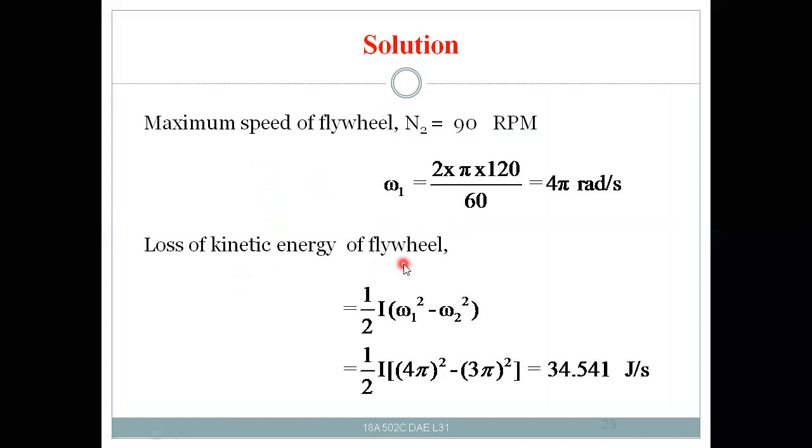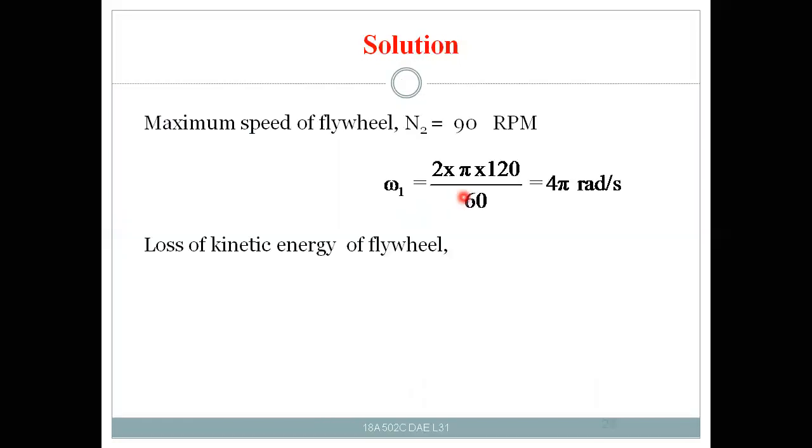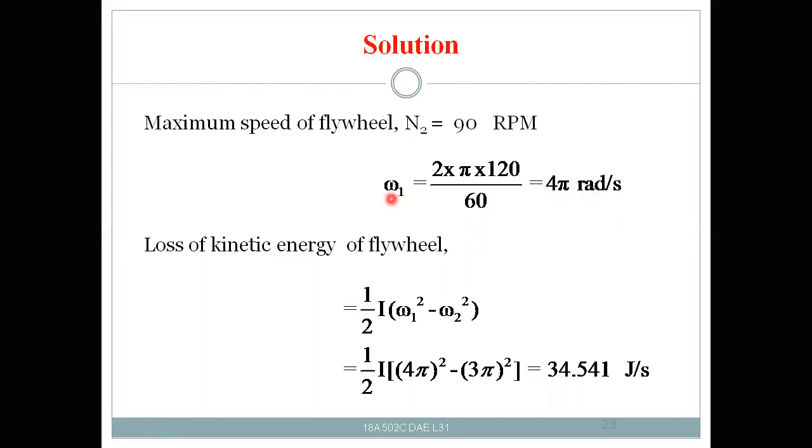The loss of kinetic energy of the flywheel is computed with N2 and omega 2, which is 90 rpm, that is 3 pi radians per second. It should be the minimum speed of the flywheel. So the loss of energy of the flywheel is equal to 1 by 2 I (omega 1 squared minus omega 2 squared). Then you will get the loss of kinetic energy as 34.541 joules per second, that is watts.